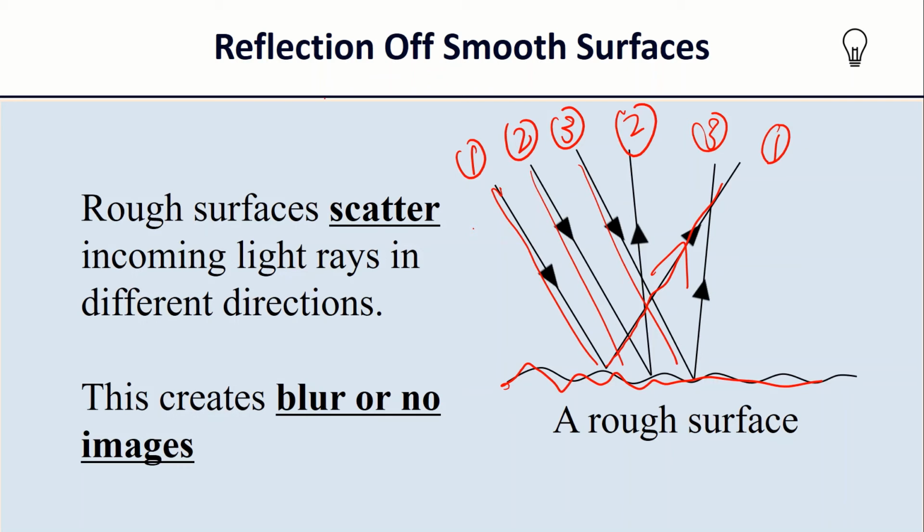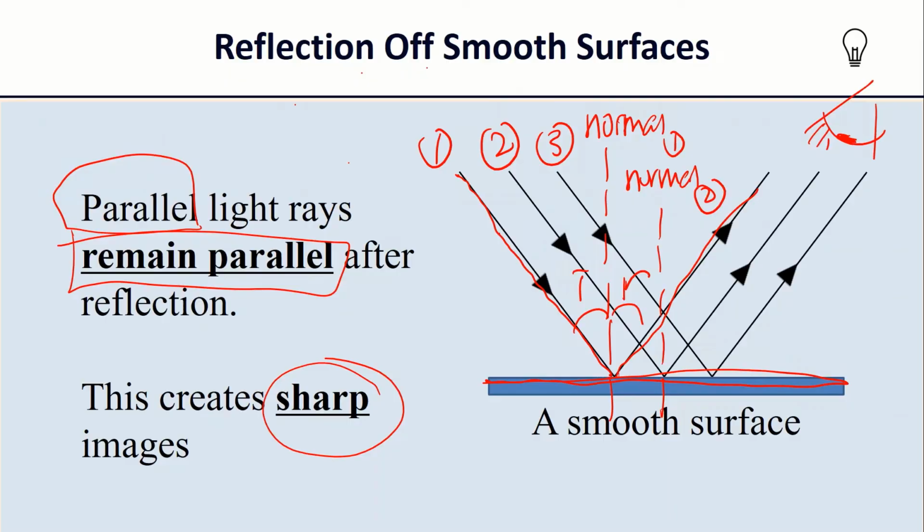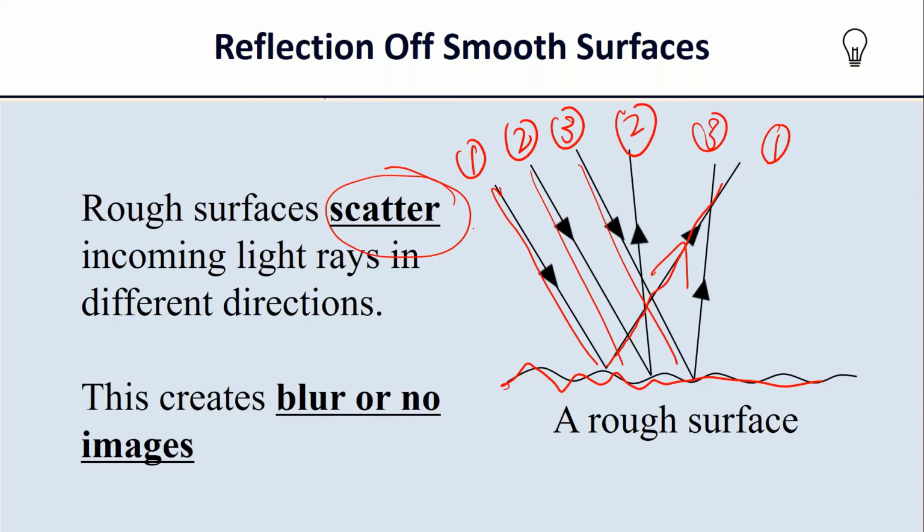And we call that scattered, as opposed to the smooth parallel reflection of a smooth surface. So this kind of reflection is what we call scattered. Rough surfaces scatter incoming light rays in different directions, and because of that, the reflected rays are no longer parallel. You don't have a bundle of parallel light rays, so they are blurred or simply no image forms.